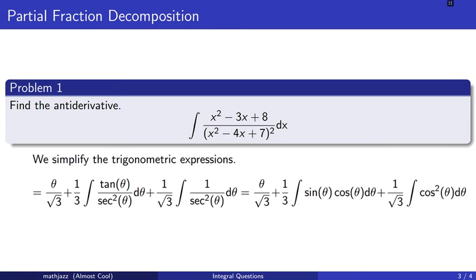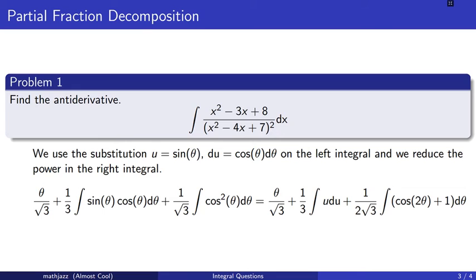And from here, the 1/3 integral of sine theta cosine theta d theta, we can do with a u substitution. So that's pretty nice. So we let u equal sine theta, du equals cosine theta d theta, and this integral here becomes 1/3 of the integral of u du.